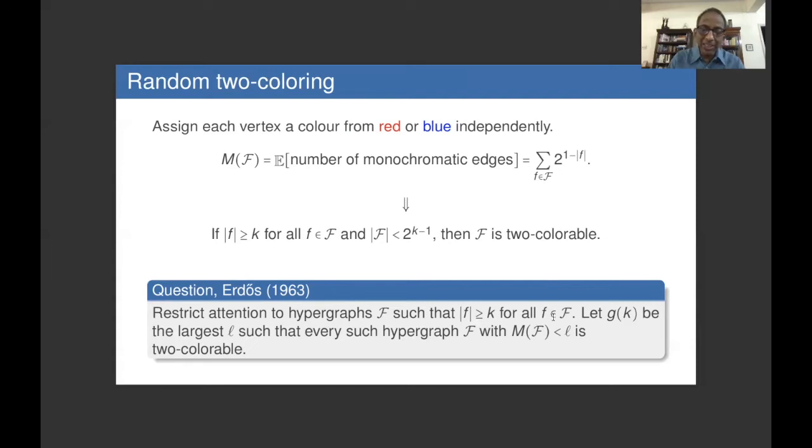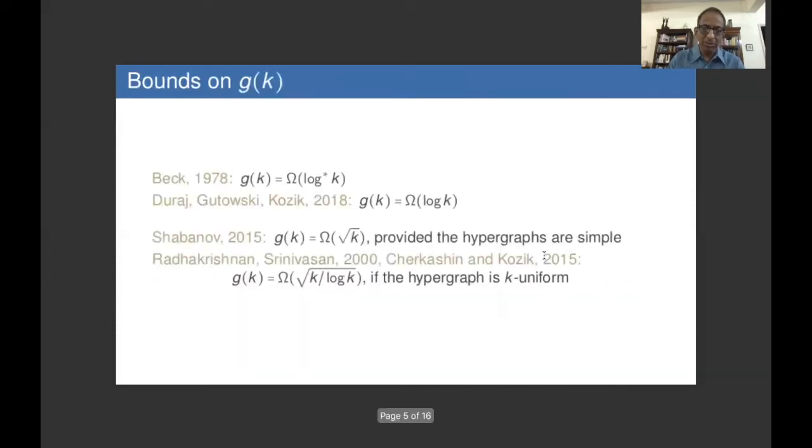So the largest L for which it is possible to two-color the hypergraph under the assumption that the expected number of monochromatic edges in a random coloring is at most L is called g(k). And Erdős asked for bounds on g(k). So an early result of Beck showed that g(k) is Omega(log* k).